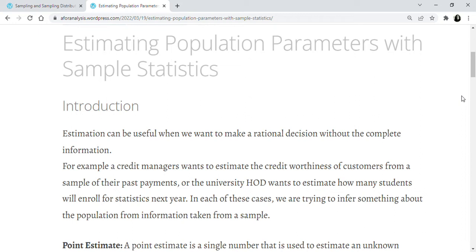Let's take a few examples. One example can be a credit manager who wants to estimate the creditworthiness of customers from a sample of their past payments, or a university head of the department who wants to estimate how many students will enroll for statistics next year. In each of these cases, we are trying to infer something about the population from the information taken from a sample.